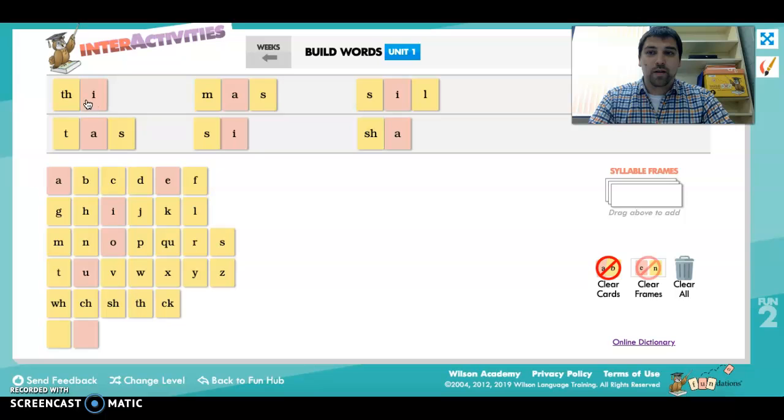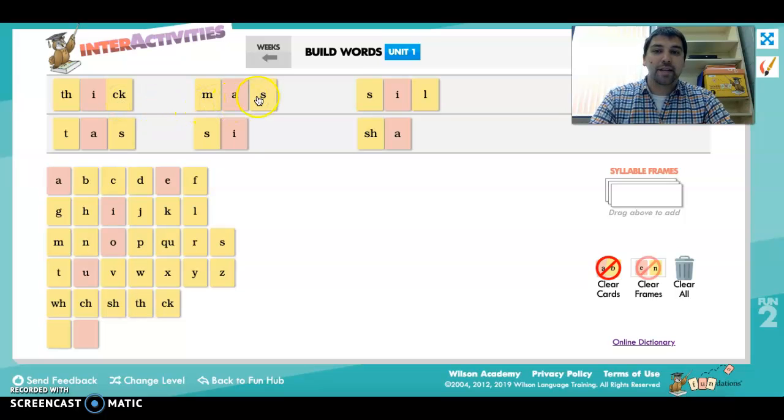Okay? So think about it. It has an I, so that's a short vowel. So what follows a short vowel? Is it the CK or the K? If you said CK, you are correct. Remember, after a short vowel, I, comes the CK sound, or the CK spelling of K.